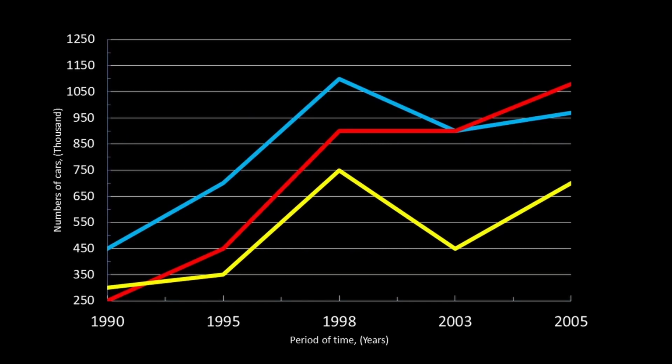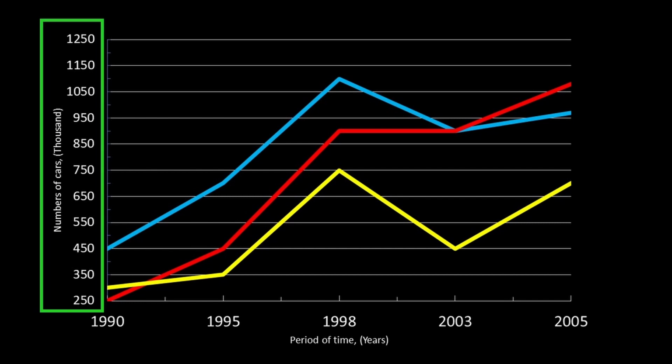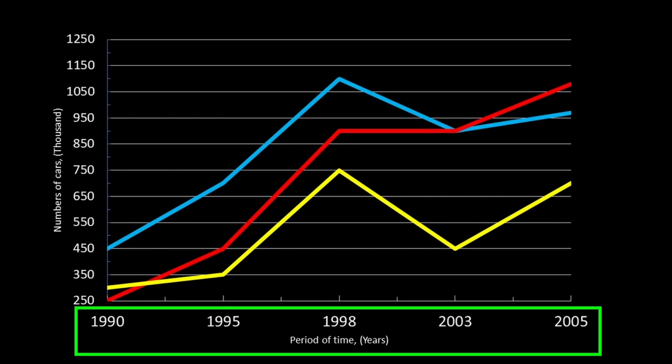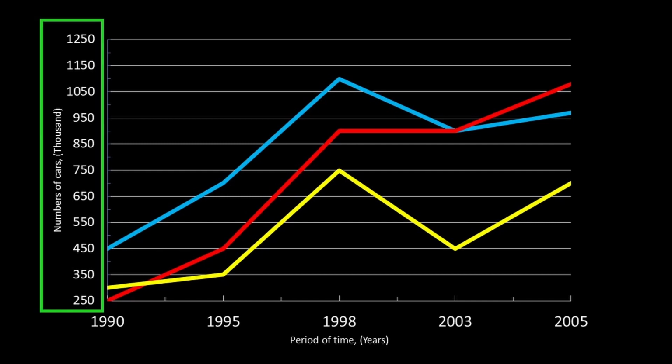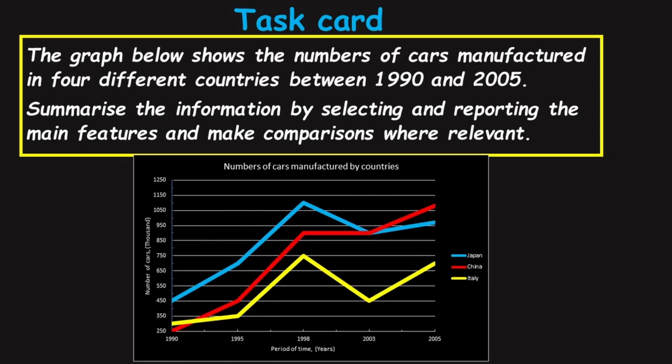Axes. Each line graph has a vertical and a horizontal axis. In most situations, the horizontal axis shows the period, and the vertical axis is used to depict something that is being observed. The source of information. In our case, it's always given in the task description.